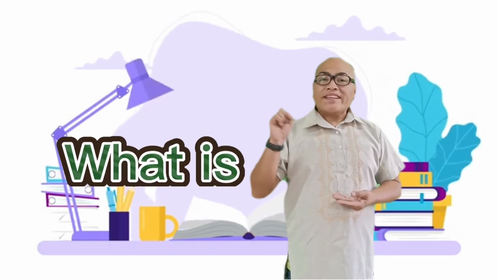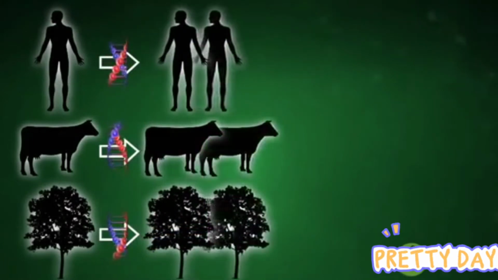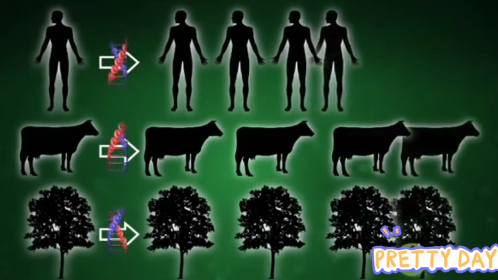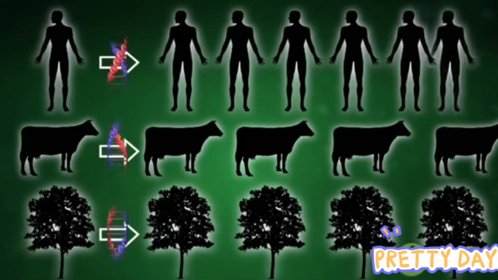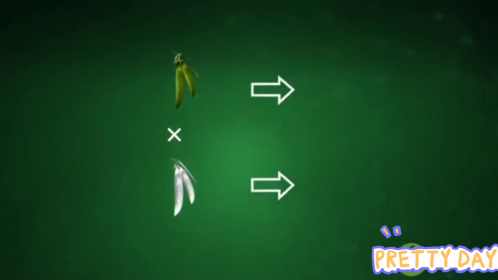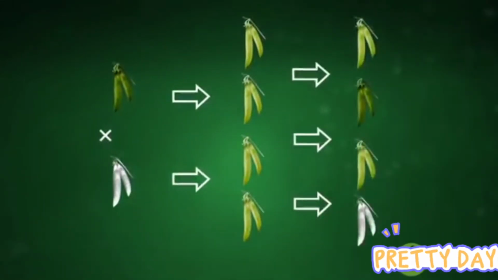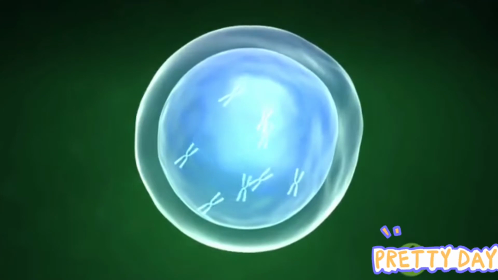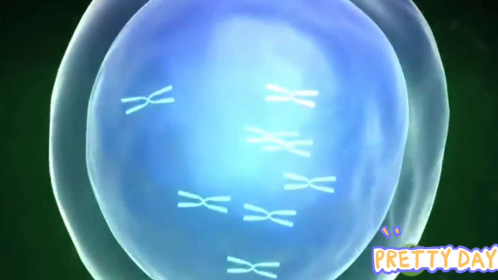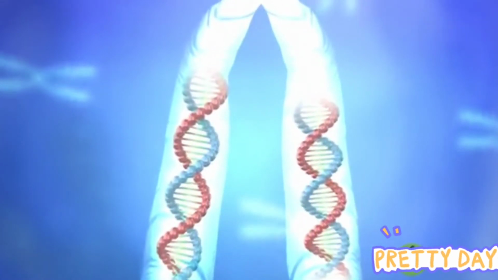Let us define first the following terms. What is genetics? Genetics is a field of biology that studies how traits are passed from parents to their offspring. It is the study of how living things receive common traits from previous generations. These traits are described by the genetic information carried by a molecule called DNA. The instructions for constructing and operating an organism are contained in the organism's DNA.